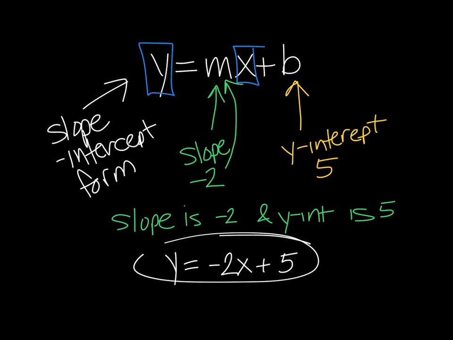Another thing you'll be asked to do is, what if you're given the graph? It's going to be hard to do here because I don't have a grid, but let's say that's your graph. Well, your y-intercept is at 1, 2, 3, so I can say y equals, with the +3 at the end.